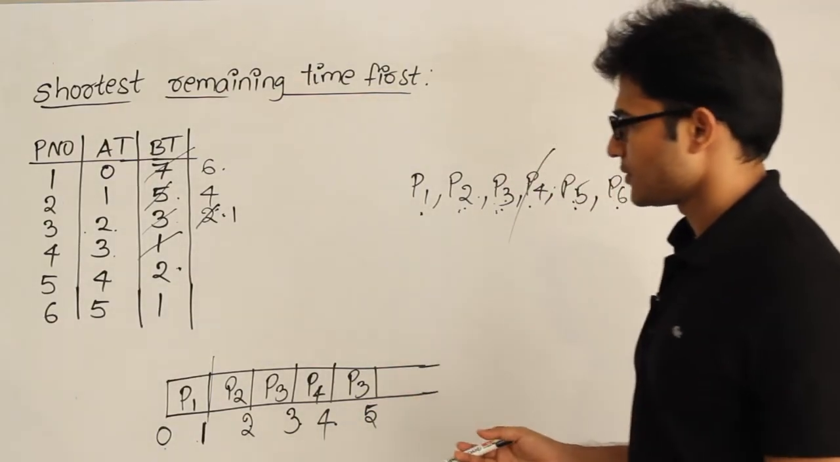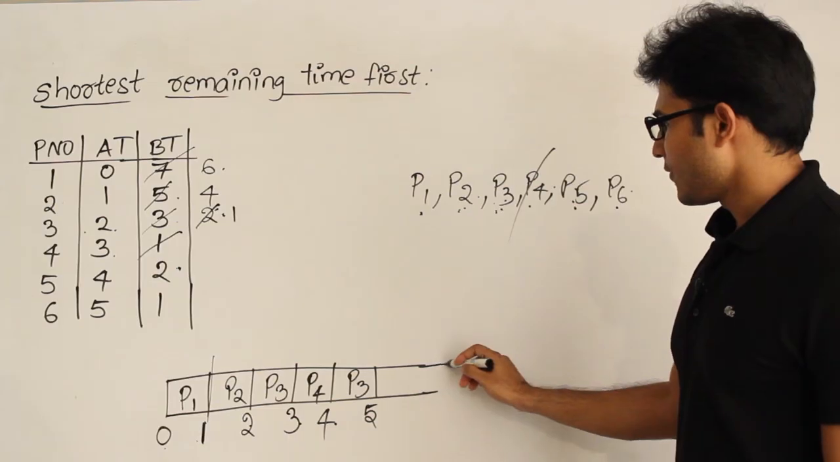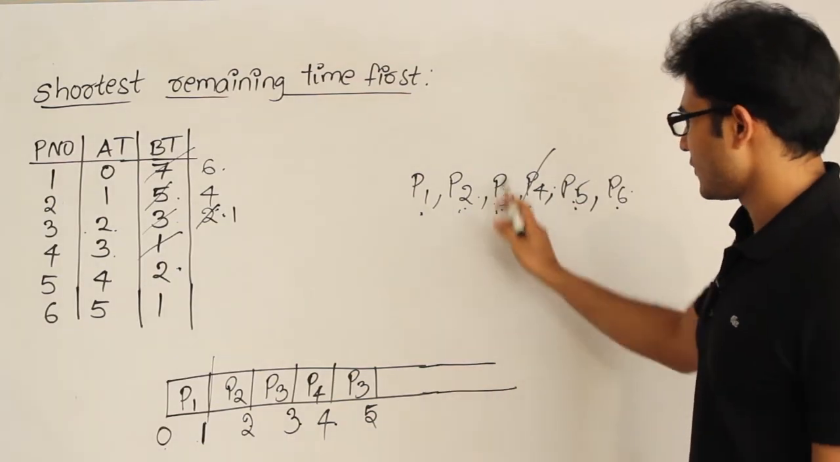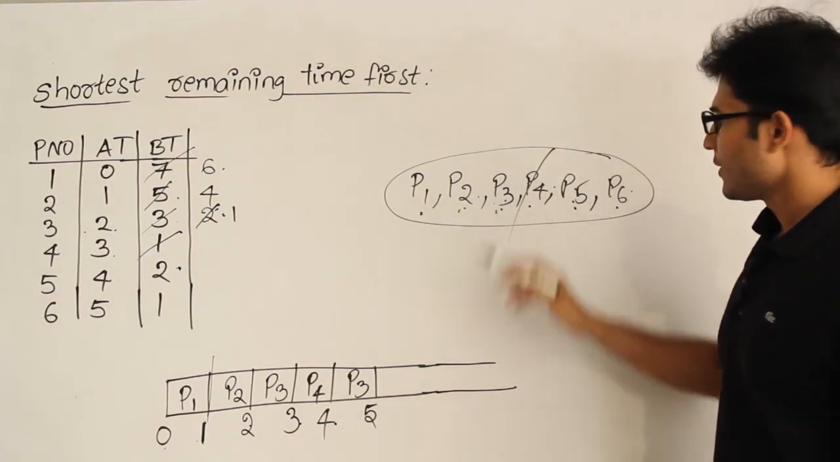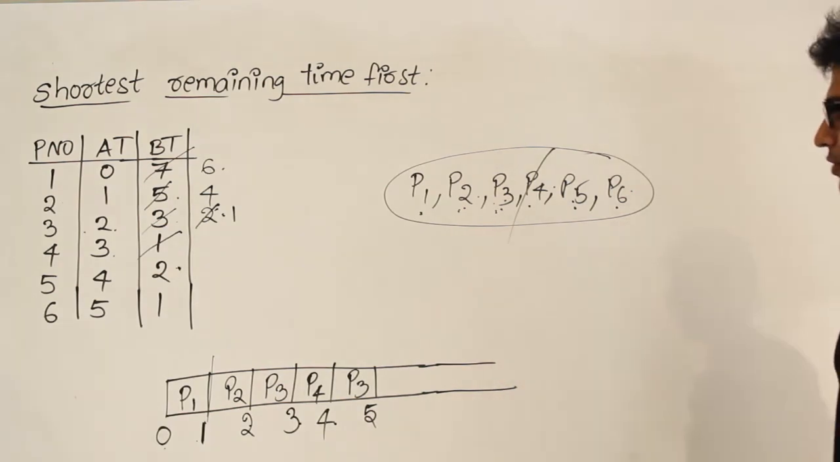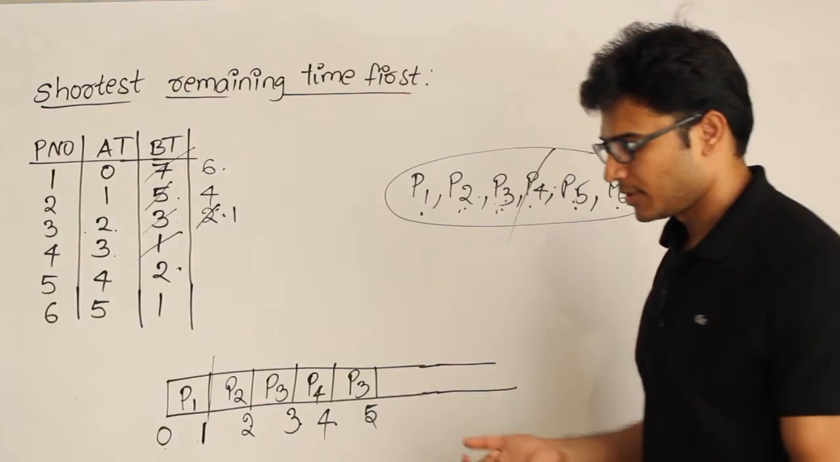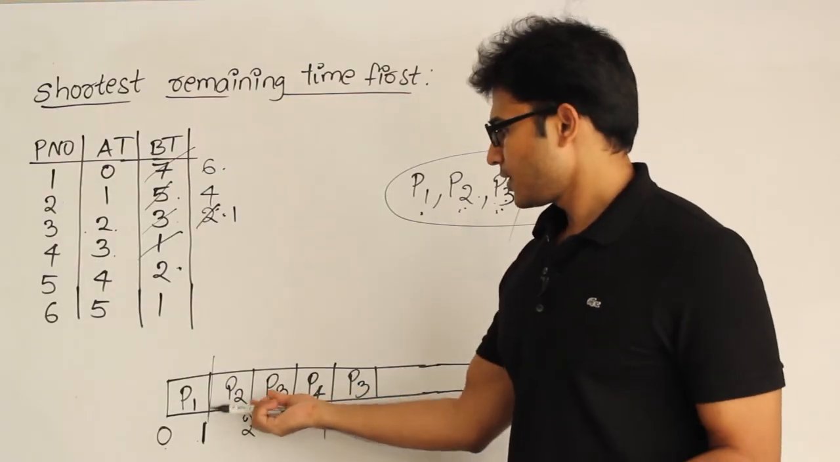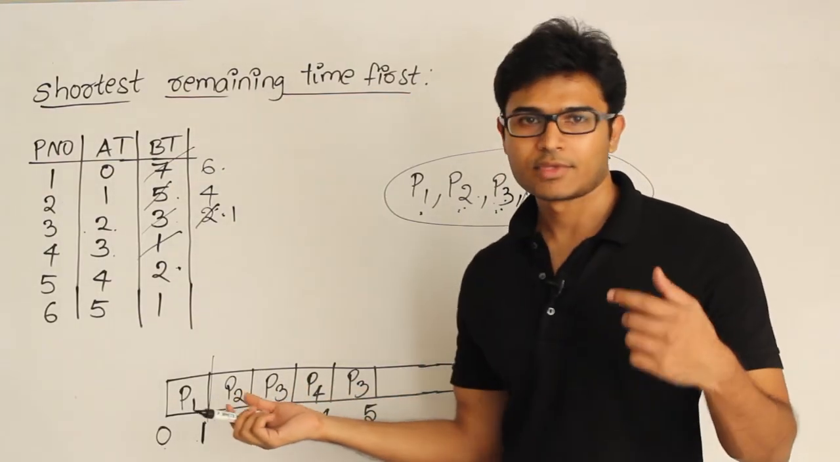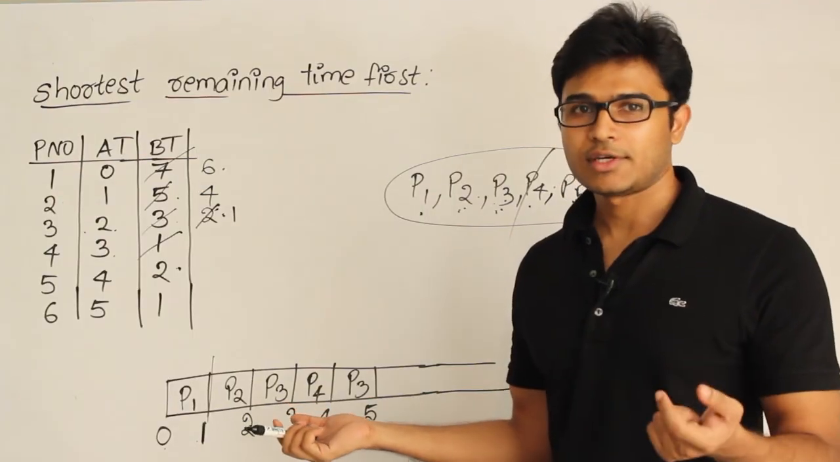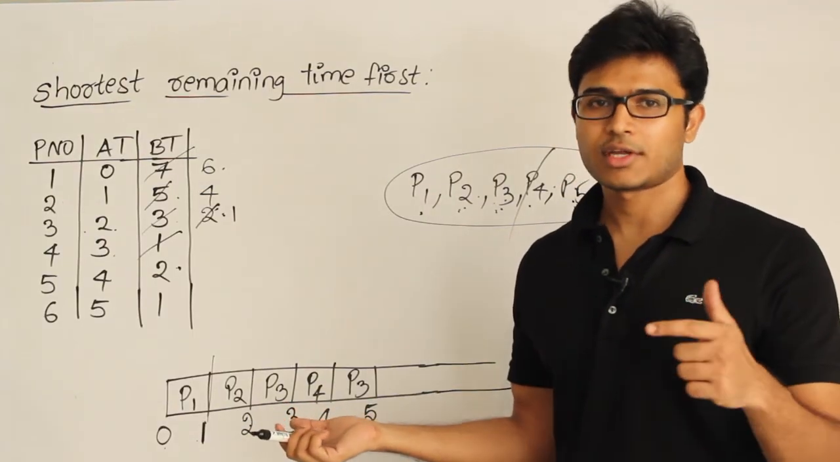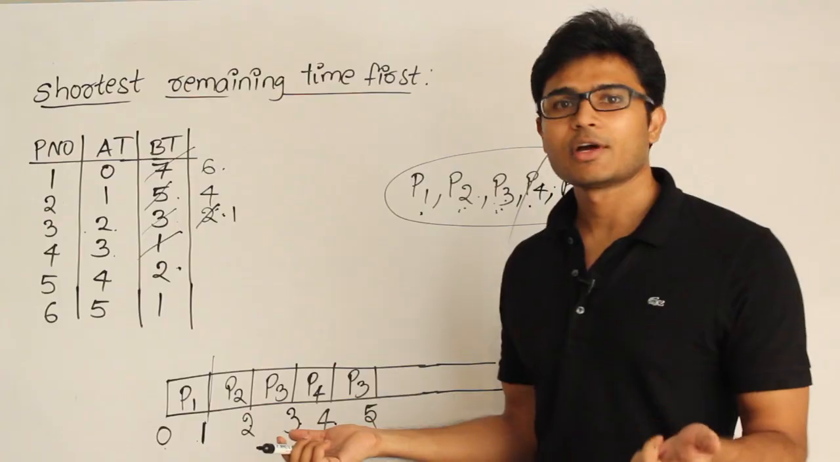Once you have all the processes available, you need not stop for every unit of time. The reason is that now it is nothing but shortest job first. Why are we stopping after every unit of time? Just to check whether a new process with a shorter burst time has become available.